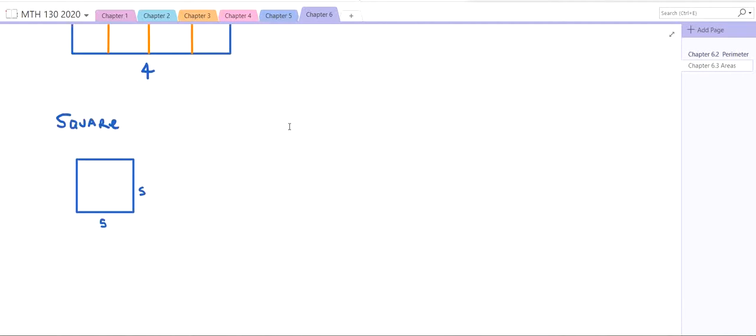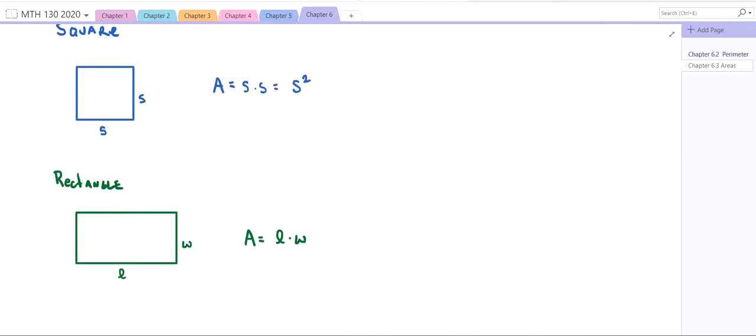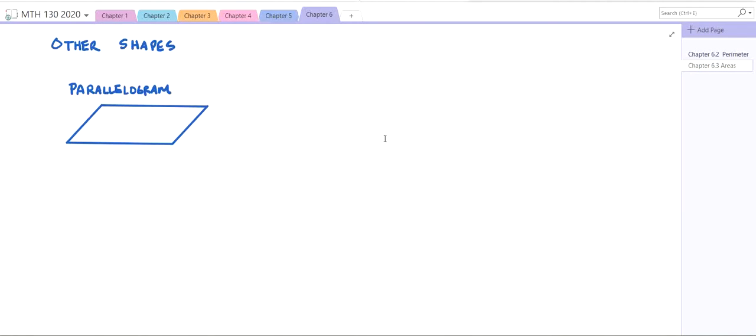So for a square, our length and width are the same. So the area equals side times side, or side squared. And again, for a rectangle, the area is length times width. Okay, so let's look at some other shapes. How about a parallelogram? Maybe this parallelogram has a base length of L.